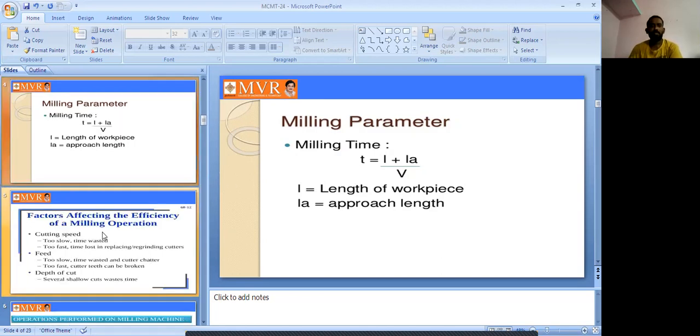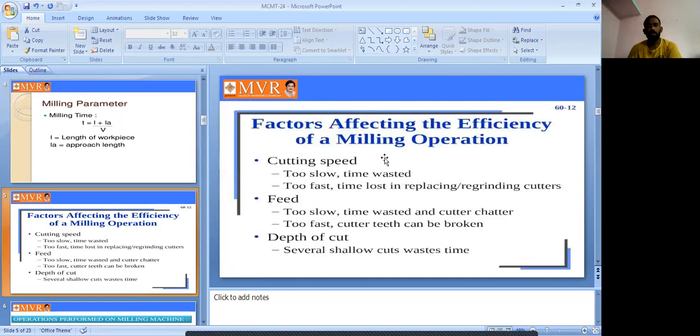So next one we can see is the factors affecting the efficiency of the milling operation. Okay, so previous definitions are the same, there are no changes. So cutting speed, feed, and depth of cut, and we will discuss milling time also.